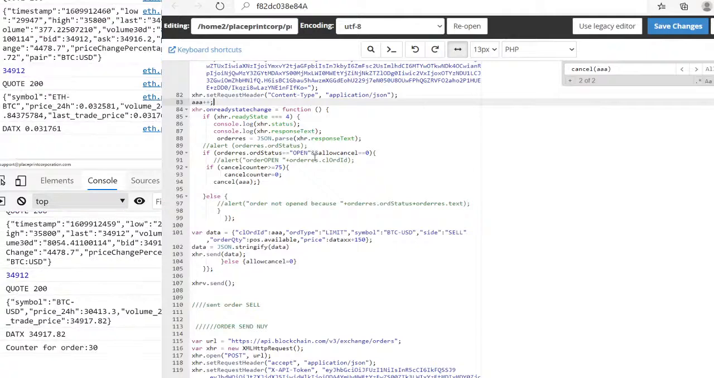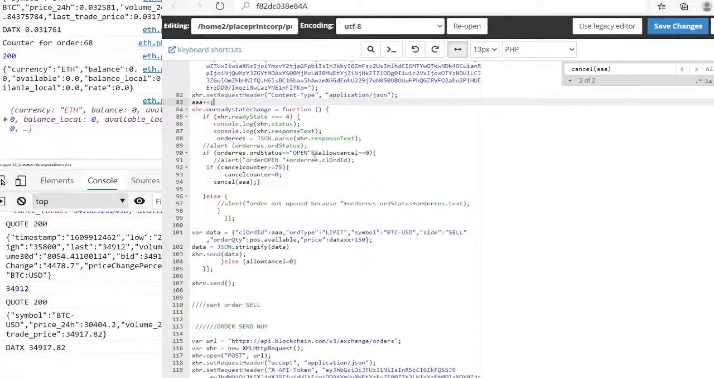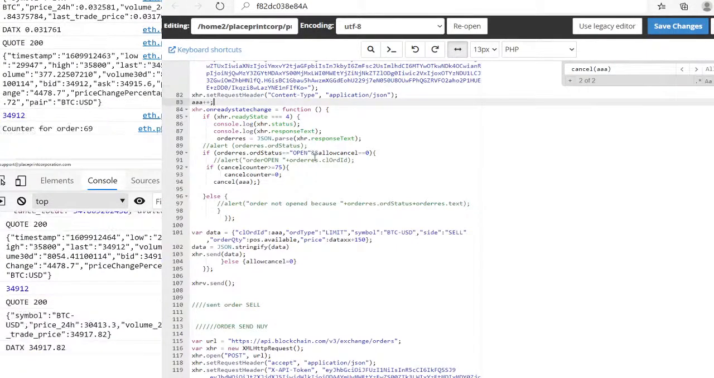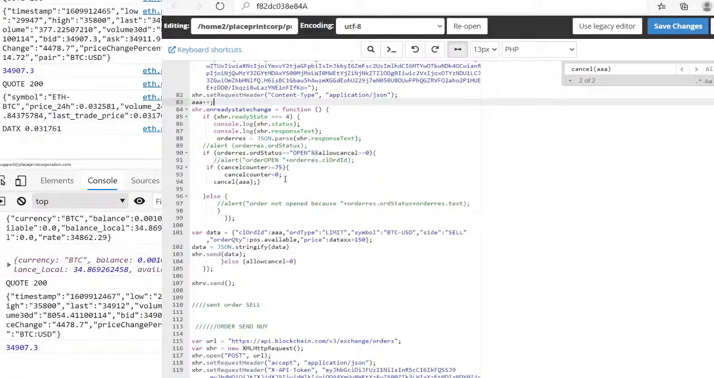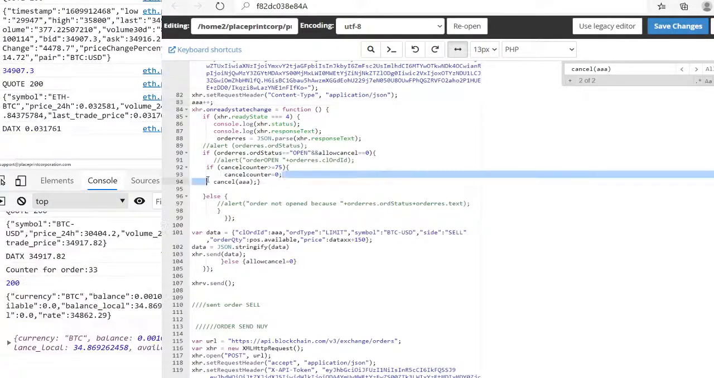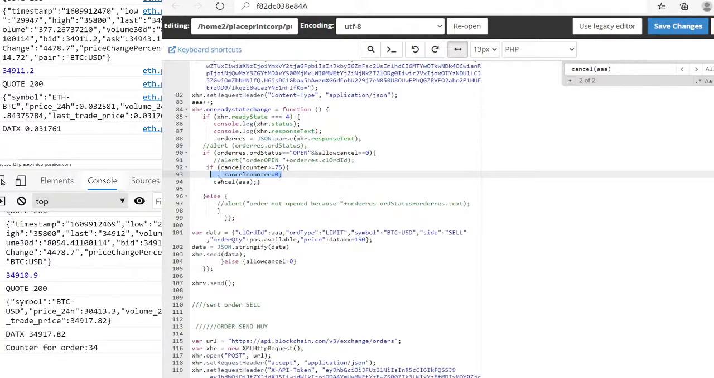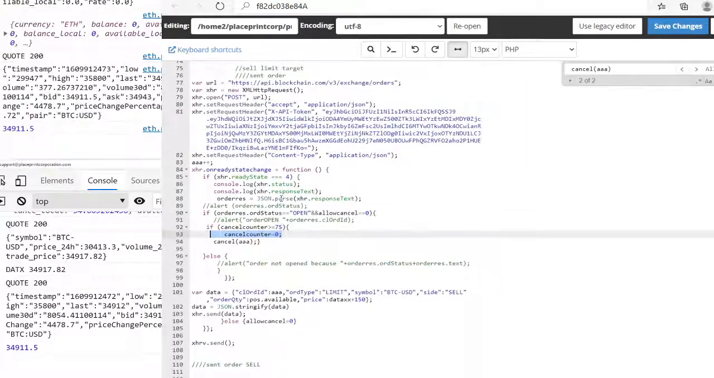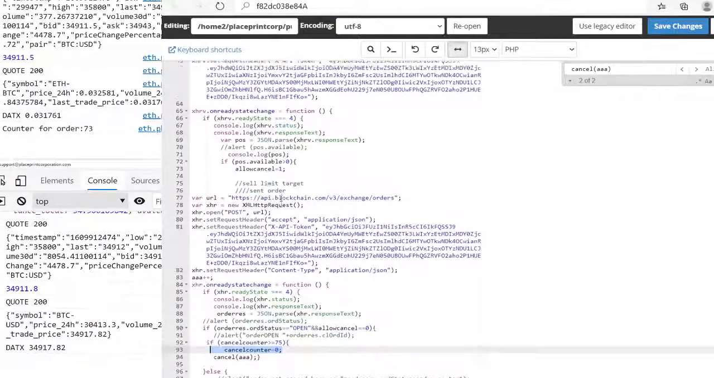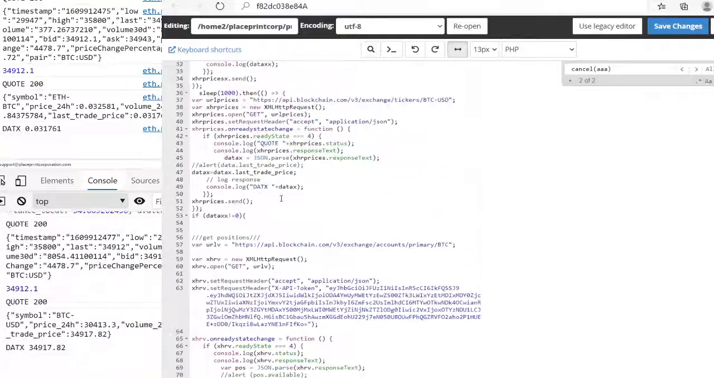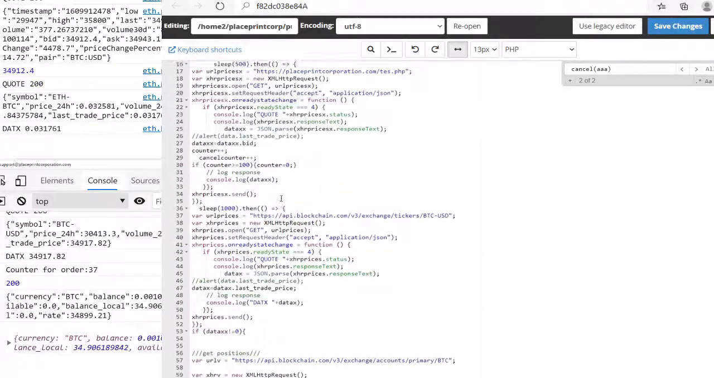And it's open, and allow cancel is 0 means, hey, yeah, you can cancel it. Cancel counter equals 0. This is the culprit that we have, and we need to say, hey, we've got a lot of ticks. Let's get some canceling in here.